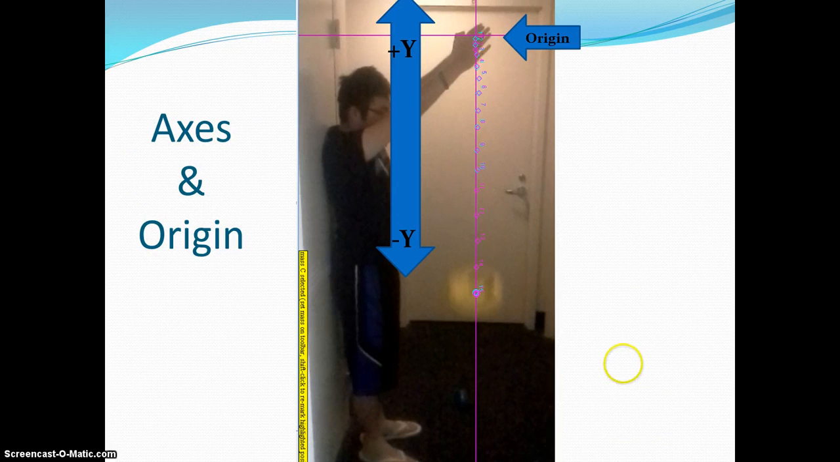So just quickly, our axis and origin. Here's our origin point. This is our frisbee that we're dropping, and we're capturing the motion with Tracker. Our positive y direction is this way. Our negative y direction is this way. So we dropped it from rest and dropped it down.